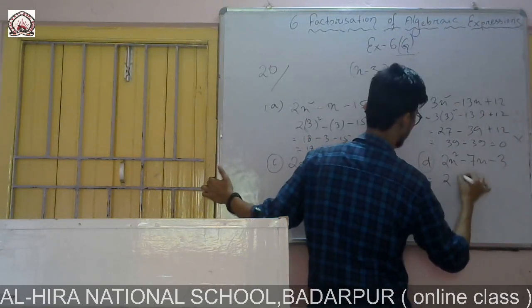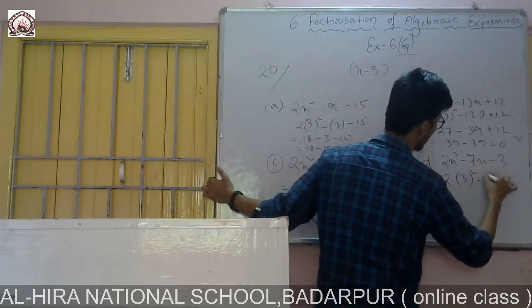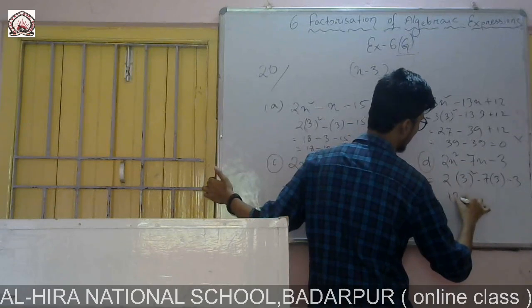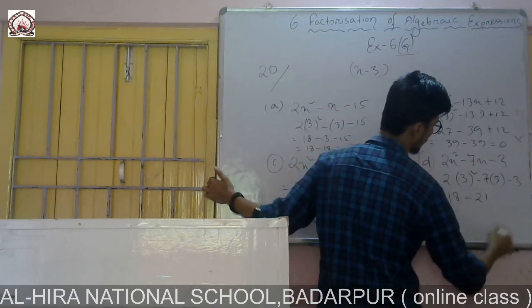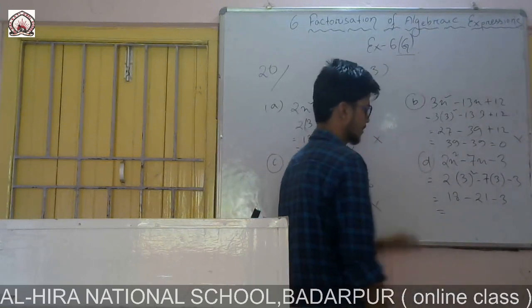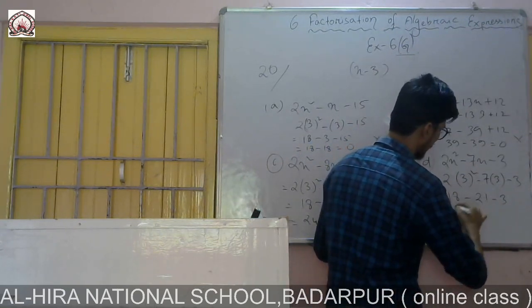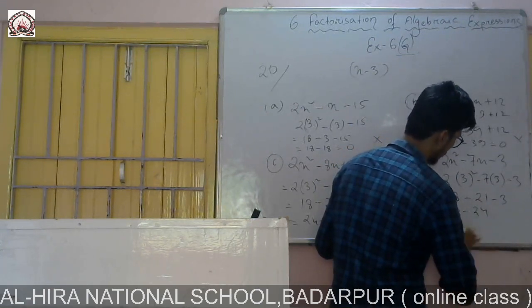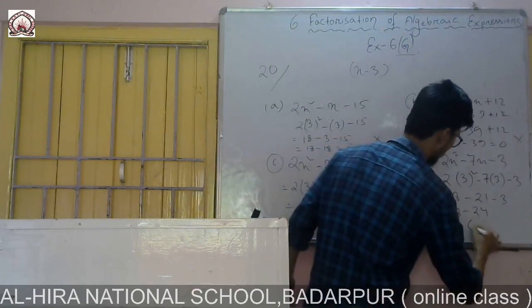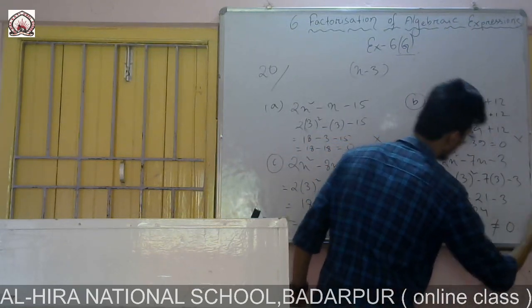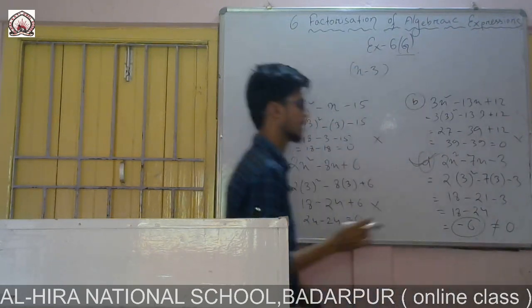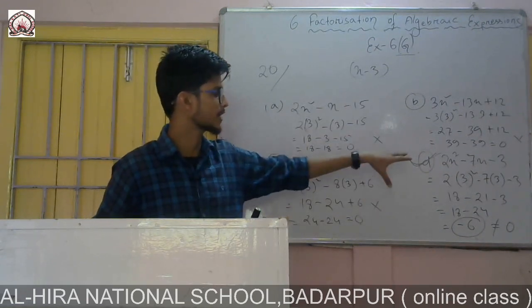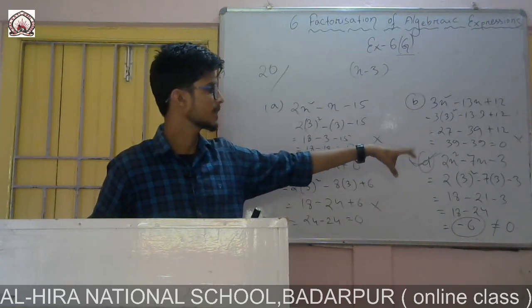But you simply check that also. If I put here 2 into 3 square minus 7 into 3 minus 3. So 3 square is 9, 9 twos are 18, minus 7 threes are 21, minus 3. If you solve this one, 18 minus 21 is minus 3, minus 3 it is minus 6. So the answer is minus 6, which is not equal to 0. That means option D is correct, because x minus 3 is not a factor of the expression 2x square minus 7x minus 3.